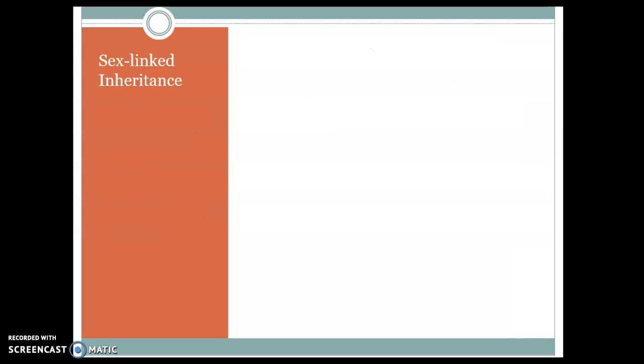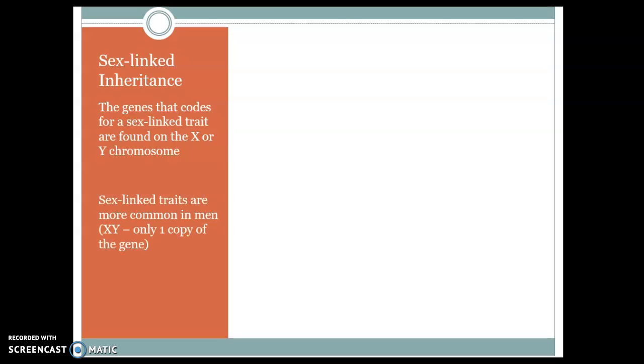All right, and finally, sex-linked traits. These are traits where the gene that codes for the trait is not found on just any chromosome, it's found specifically on the sex chromosomes, the X and or Y chromosome. So these genes are found on either an X or a Y. Remember, X chromosome and Y chromosome carry different information. So if it's found on the X, it won't be on the Y and vice versa.